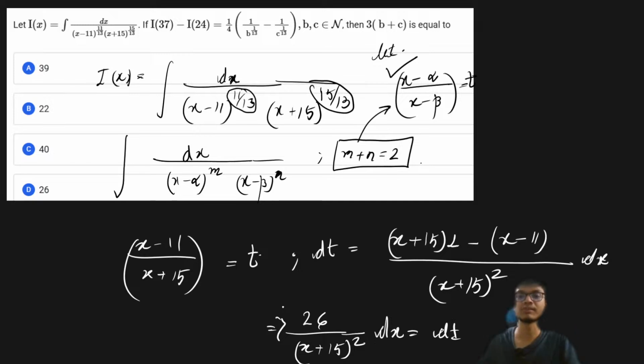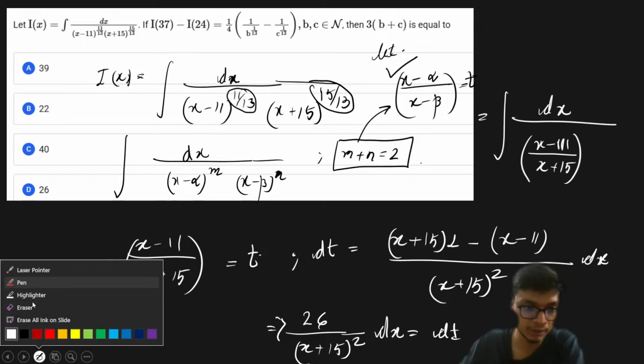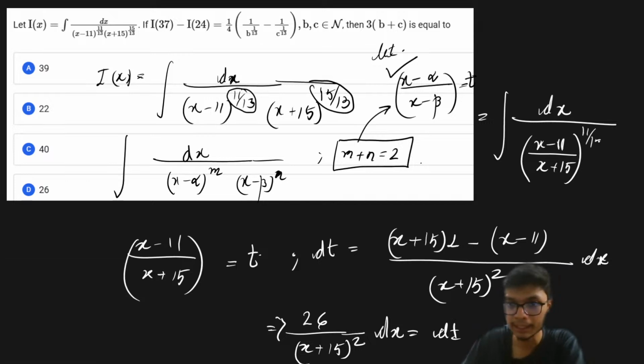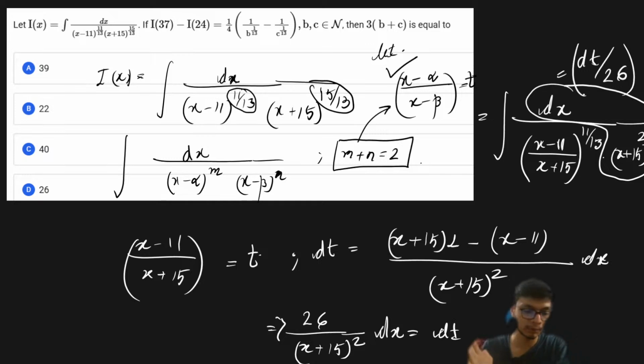And interestingly, if you do the same in the integral expression and take x plus 15 common, and try to make this a form of (x minus 11 by x plus 15) whole to the power 11 by 13 multiplied with (x plus 15) whole square, you will observe that dx by (x plus 15) whole square is simply going to become equal to dt upon 26.